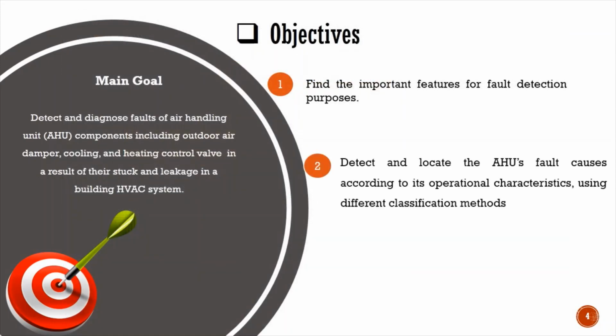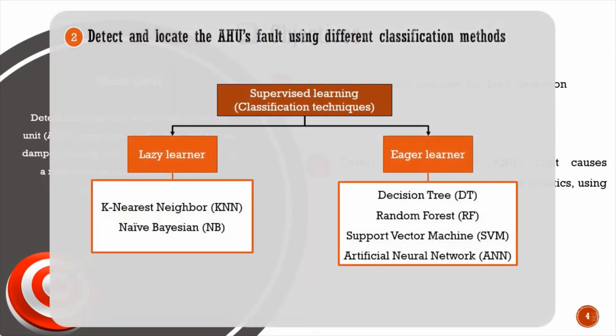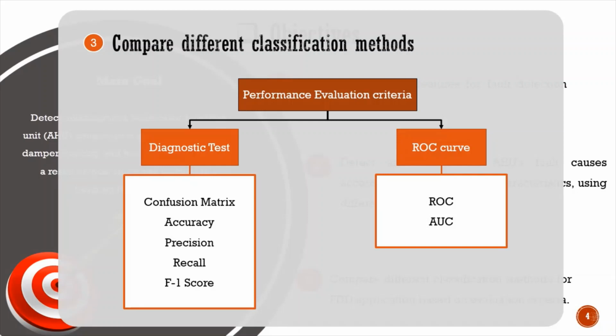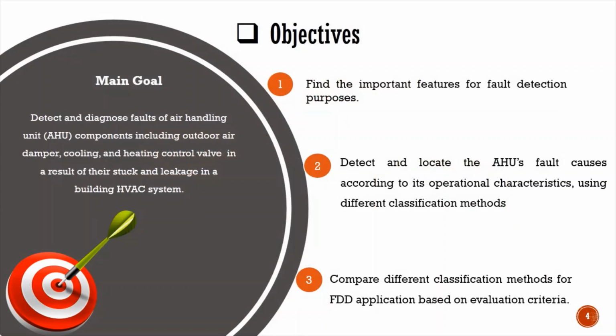For the second goal, different classification methods will be implemented on the dataset. We will apply lazy learners, Gaussian Naïve Bayes, and eager learners, decision tree, random forest, SVM, and ANN to predict fault of the system. Finally, to evaluate different learners, we will measure and compare confusion matrix, accuracy, precision, recall, F1 score, and plot the ROC curve to prioritize different methods applied within the second objective. In the next step, more information about the case study will be described.